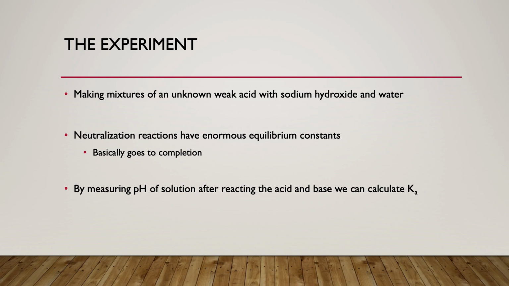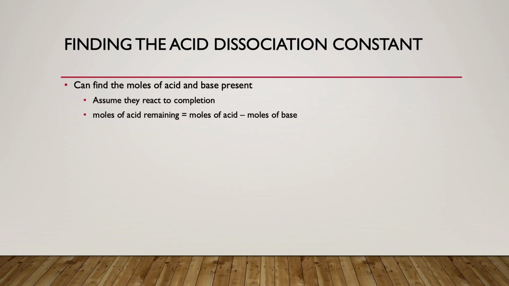We're going to measure the pH of each of the solutions we make, and if we know how much acid, sodium hydroxide, and water was added, we should be able to find the concentrations of all the reaction components we need in order to calculate the equilibrium constant, our Ka value. Because that's the main goal of this experiment. So I'm going to show how we can walk through that.